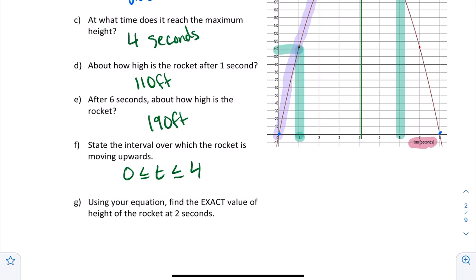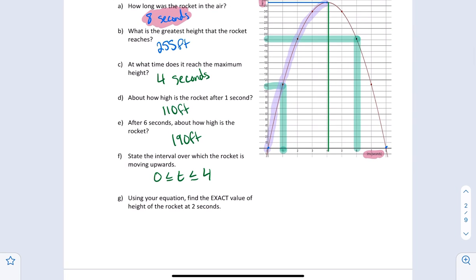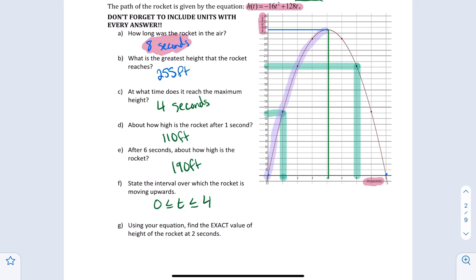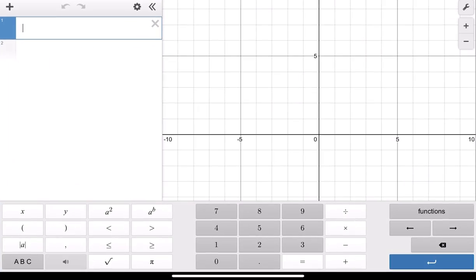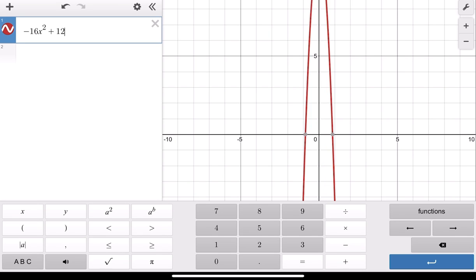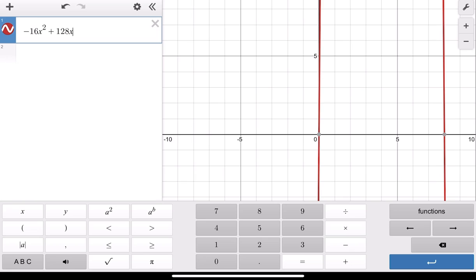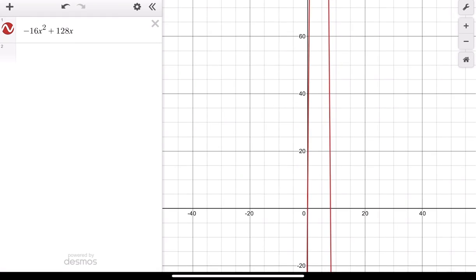The very last thing I'm asked is to use my equation to find the exact value of the height of the rocket at 2 seconds. And so I'm going to take my equation and plug it into Desmos. So I've got negative 16t squared plus 128t. I'm going to make it negative 16 x squared plus 128x, and I've got a pretty big quadratic.